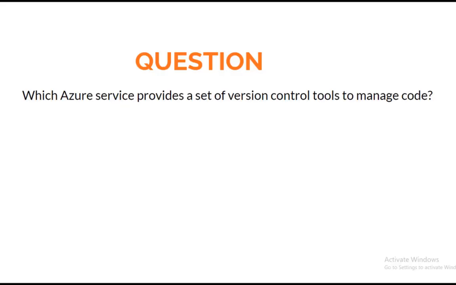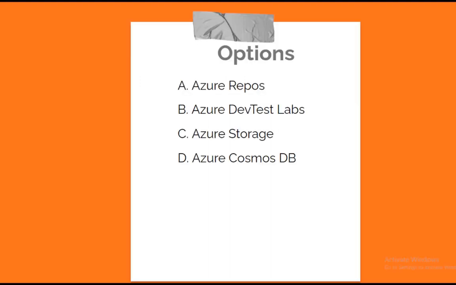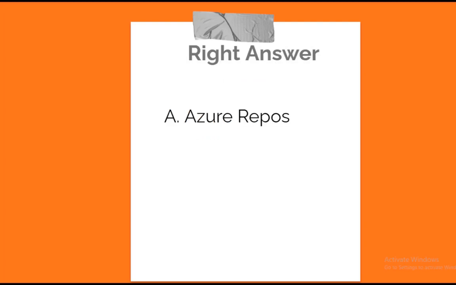Next question. Which Azure service provides a set of version control tools to manage code? And here are the options. Option A, Azure Repos. Option B, Azure DevTest Labs. Option C, Azure Storage. Option D, Azure Cosmos DB. Correct answer is Option A, Azure Repos.